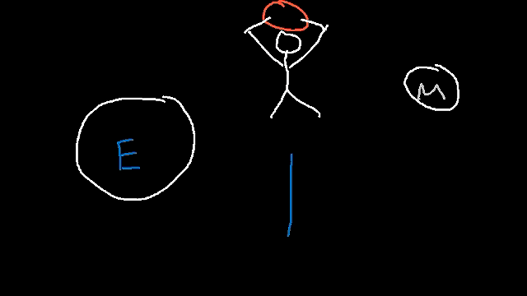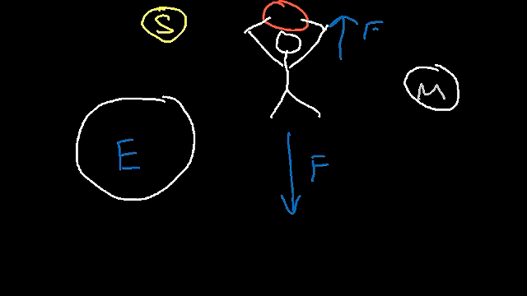Now, if you throw the ball, let's say towards the Earth, you're going to feel a force that's going to push you towards the Moon, which is not where you want to go. If you throw the ball south of you, you're going to feel a force that's going to push you away from the Earth and the Moon, maybe towards the Sun, which is not good either.